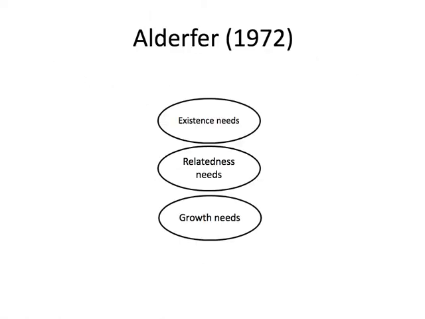Alderfer in 1972 built on Maslow's ideas, the idea that there is a set of things that we are looking for. But he said actually Maslow got it wrong because there are fewer needs and motivators than he said. And Alderfer argued that we basically have existence needs, so biological needs, the need for safety. We have relatedness needs, which is, we need to feel loved, we need to have relationships with other people. And then we have growth needs. We need to feel like we are improving ourselves, whether that's physically, mentally, psychologically or spiritually improving ourselves.